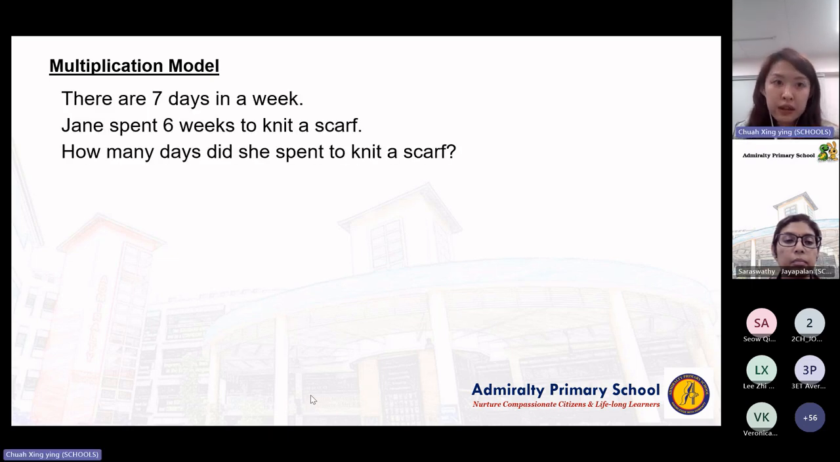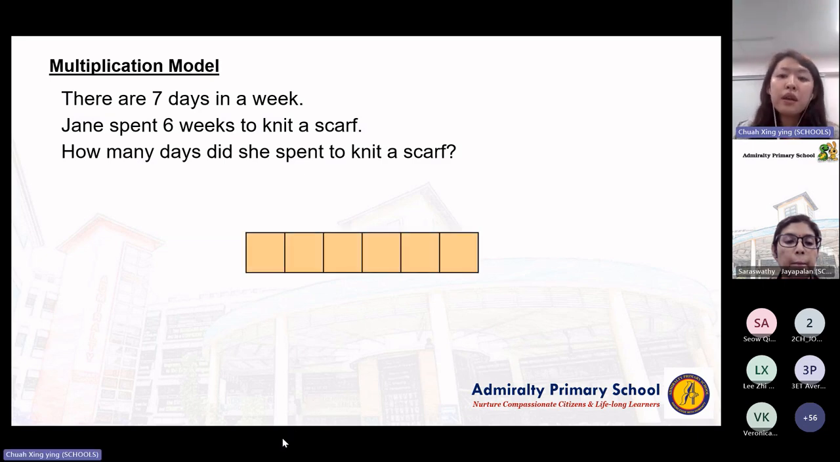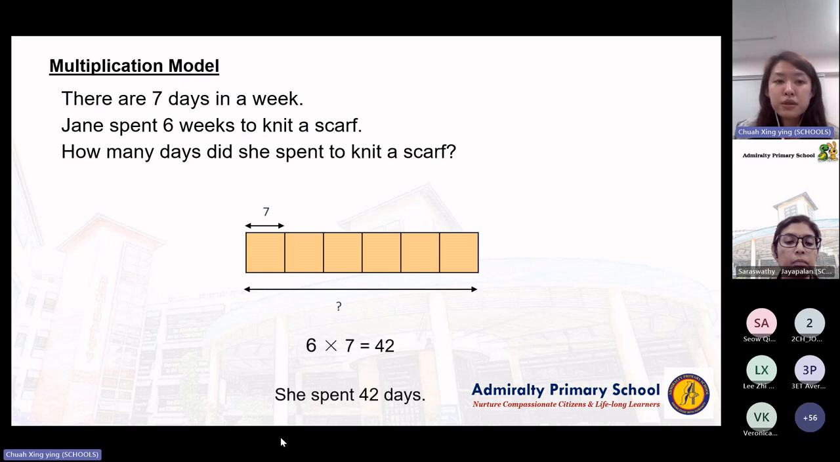This is a change in context. There are 7 days in a week. Jane spent 6 weeks to knit a scarf. How many days did she spend to knit a scarf? Here, 1 unit represents 7 days. 1 week is 7 days. So 6 weeks multiplied by 7 equals 42. That is what we want to find. She spent 42 days to knit a scarf.